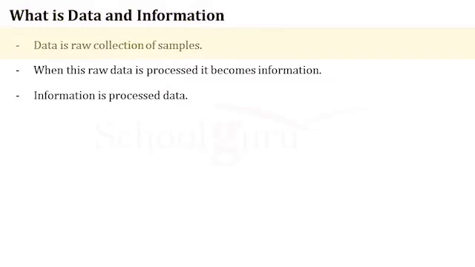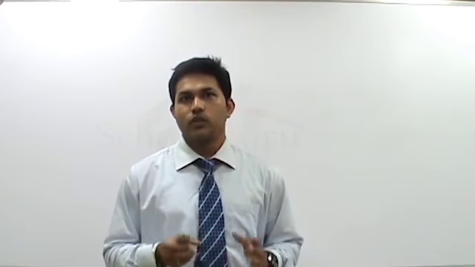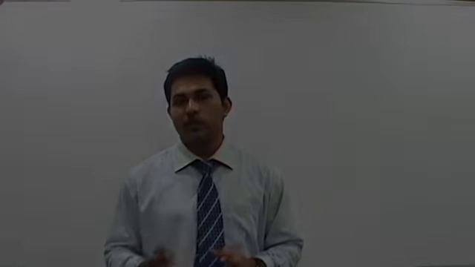So data is your raw collection of samples. It's your unprocessed data, so that is your raw data. When this raw data is processed, it becomes information. Only when your raw data is processed does it turn into information. Information is your processed data. So this is the difference between data and information.